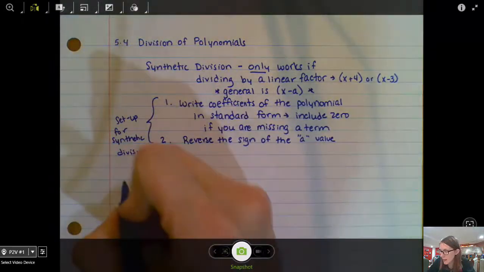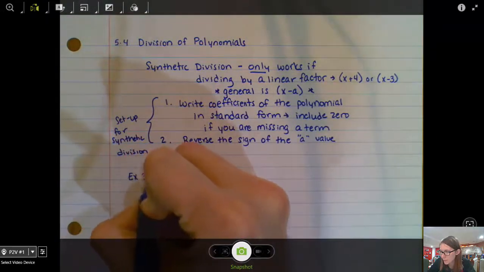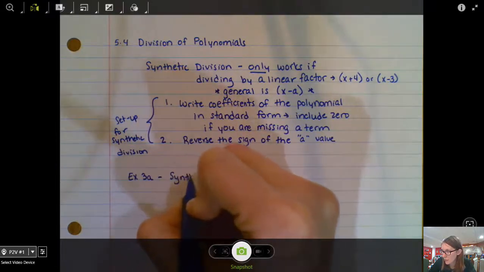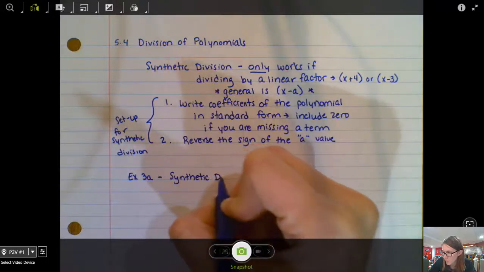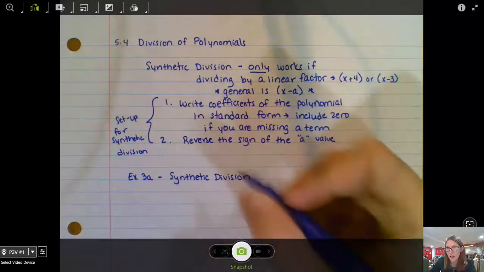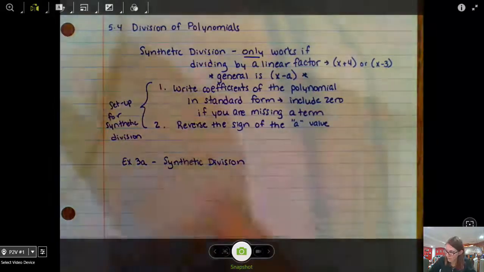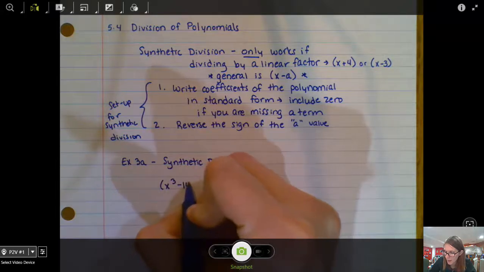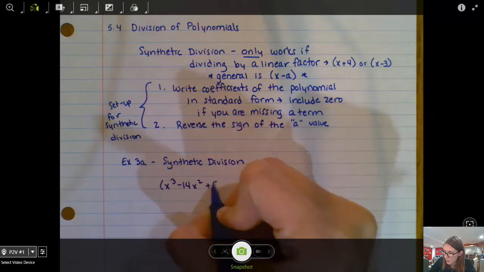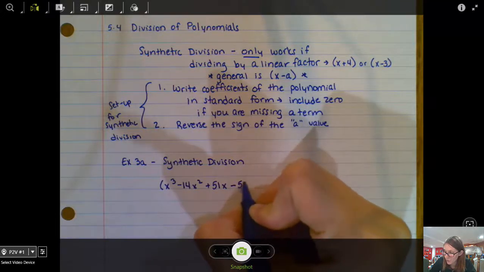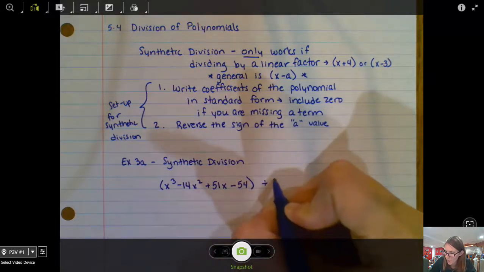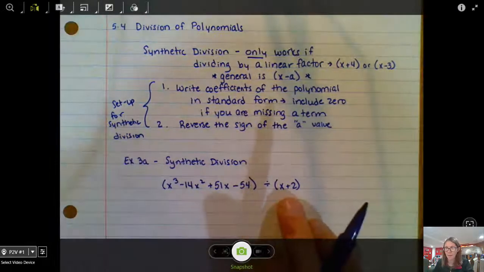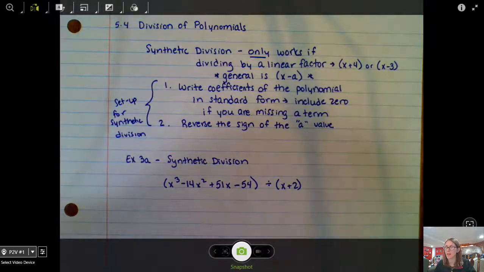So this is going to be example 3a using synthetic division. So let's follow these first 2 steps as far as setup goes. And my problem here, let's do x to the third minus 14x squared plus 51x minus 54 divided by x plus 2. So I guess the first thing we really need to check, we're dividing by a linear factor, which means we can use synthetic division.